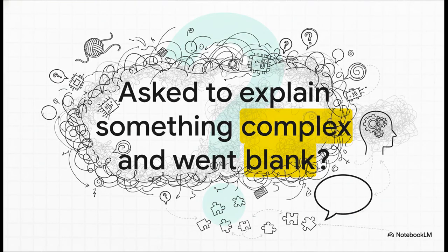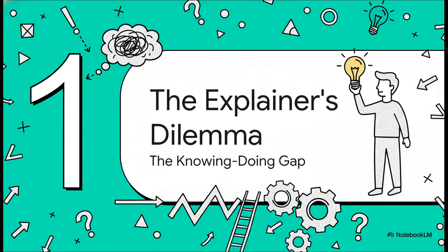Oh, we have all been there. Someone asks you about your job or a hobby you're really passionate about, and poof, nothing. Your brain just feels like this tangled mess of yarn. You know the information is in there, but you just can't find the right words to make it make sense for somebody else. And that right there, that's what we're calling the explainer's dilemma. It's that super frustrating gap between knowing something and actually being able to share it. And honestly, closing this gap is one of the most valuable skills you can ever learn.